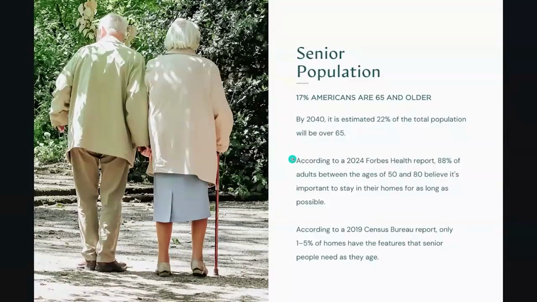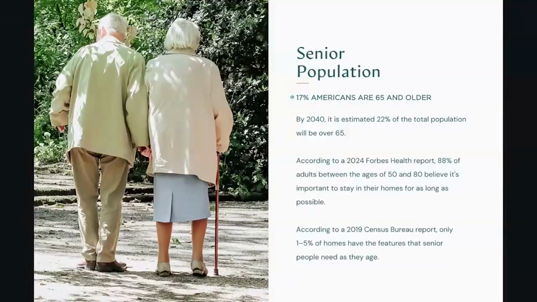According to a 2024 Forbes Health report, 88% of adults between 50 and 80 believe it's important to stay in their homes as long as possible. Now, this is probably one of my favorite statistics of all time, but according to a 2019 census report, only 1 to 5% of homes currently have the features that seniors need as they age. So 1 to 5% of homes are deemed accessible for seniors.